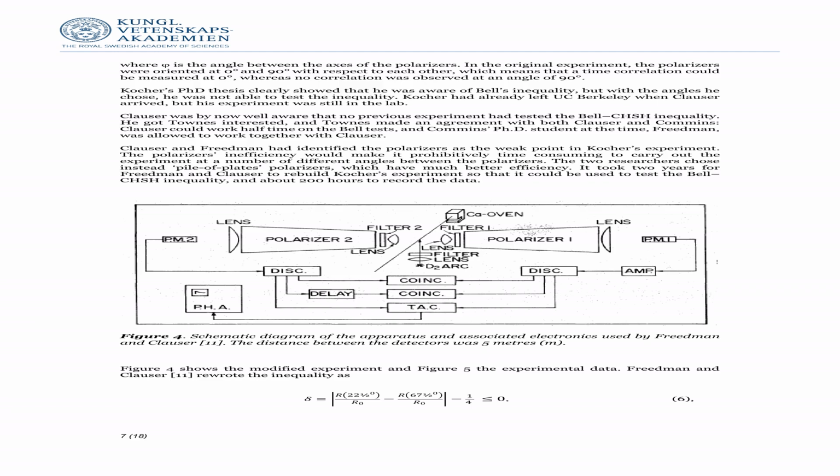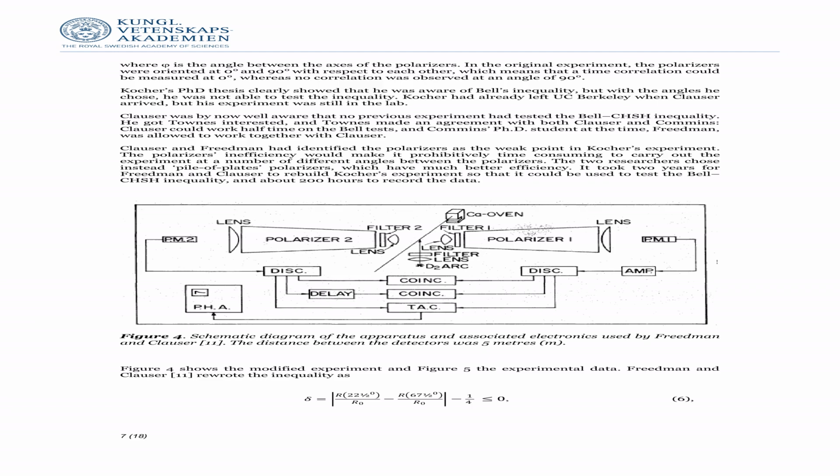The polarizers' inefficiency would make it prohibitively time-consuming to carry out the experiment at a number of different angles between the polarizers. The two researchers chose instead pile-of-plates polarizers, which have much better efficiency. It took 2 years for Friedman and Clauser to rebuild Kocher's experiment so that it could be used to test the Bell-CH-SH inequality, and about 200 hours to record the data. Figure 4, schematic diagram of the apparatus and associated electronics used by Friedman and Clauser, 11. The distance between the detectors was 5 meters. Figure 4 shows the modified experiment, and Figure 5 the experimental data.